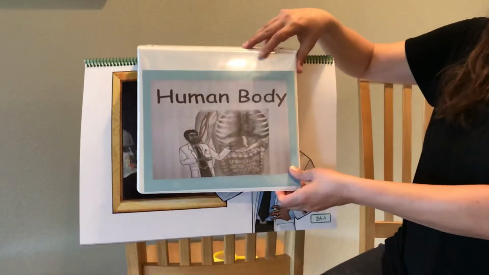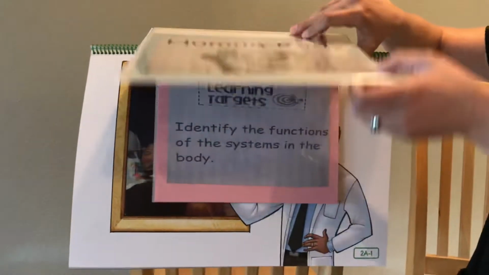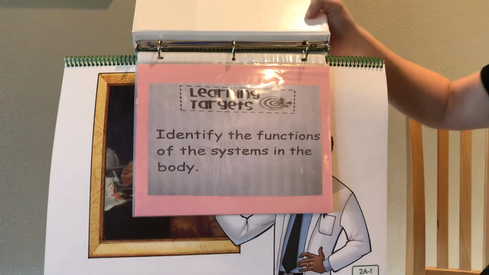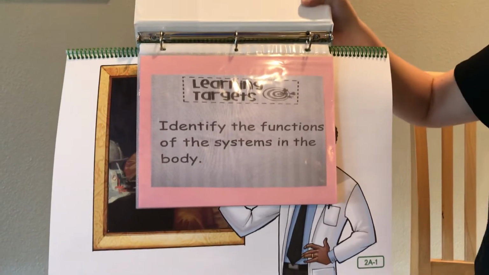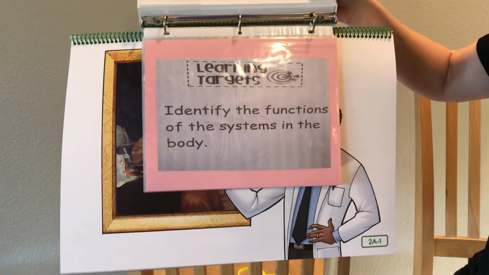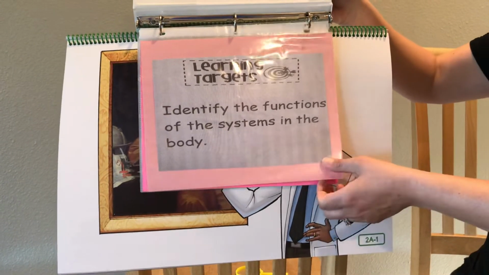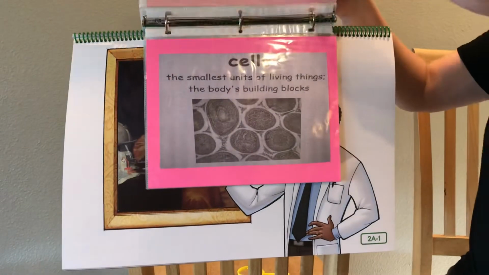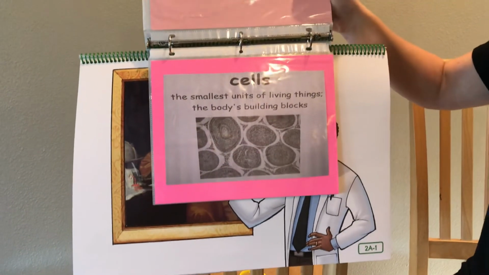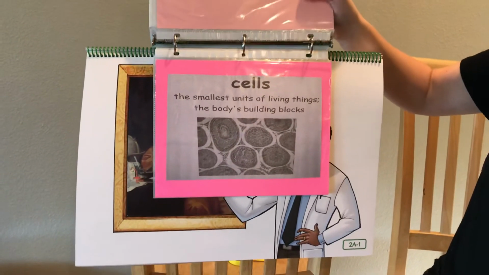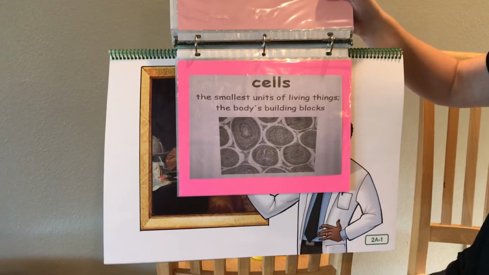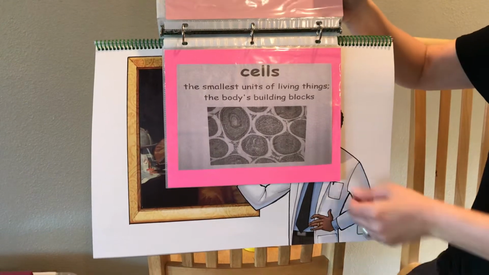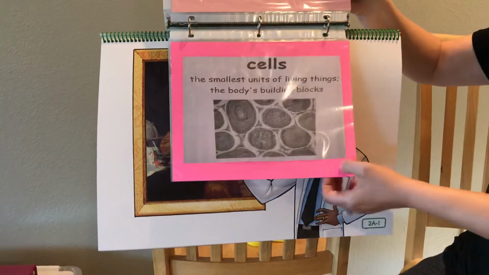So this domain is the human body. Our learning target for this domain is to identify the functions of the systems in the body. Our main vocabulary words for this domain, the first one is cells. Those are the smallest units of living things, the body's building blocks. And you'll learn a lot more about that soon.